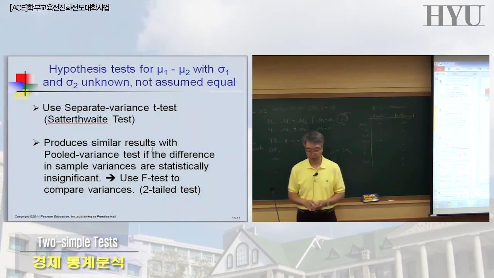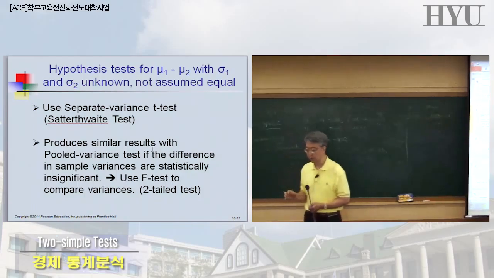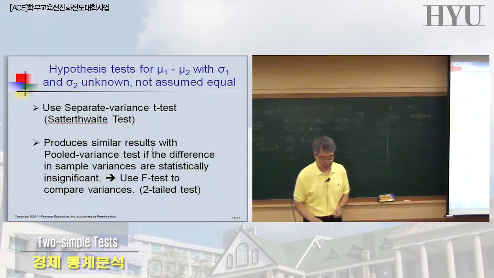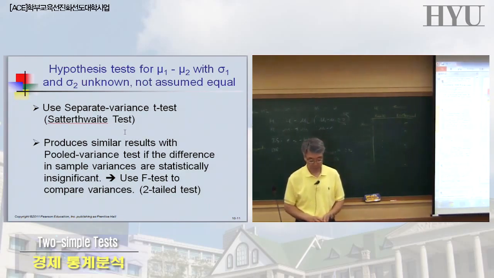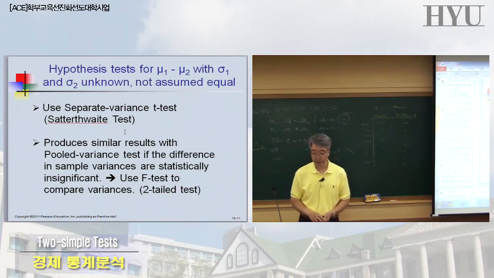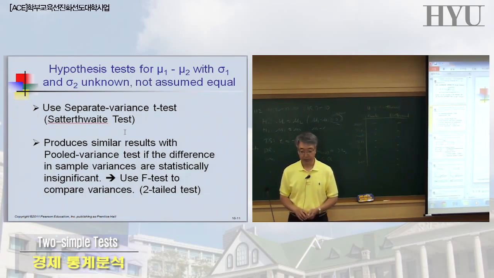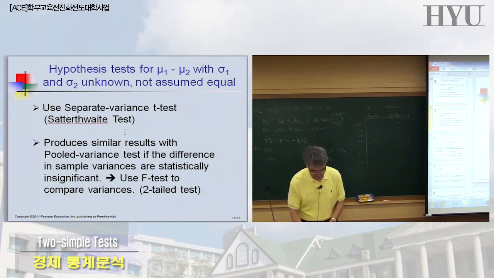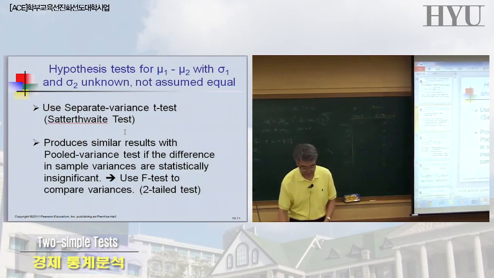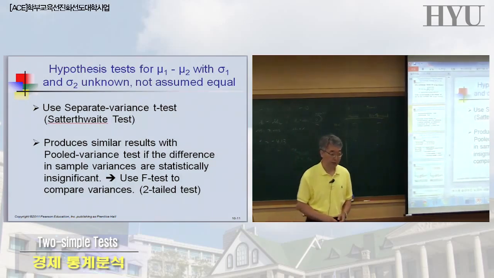In case you decide that the two populations have unequal variance, then you have to use a special test called the separate variance t-test or Satterthwaite test. Satterthwaite is the name of a statistician who introduced this special test. The test itself is a little bit different, and our textbook doesn't deal with it exactly, so I'll just let you use Excel in your homework and other projects when you need to run the test in reality.